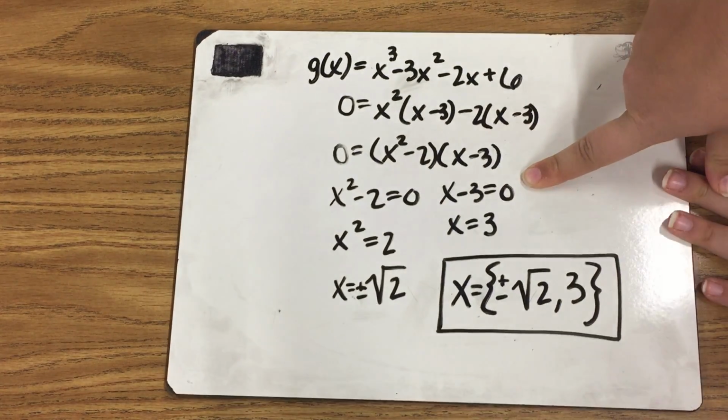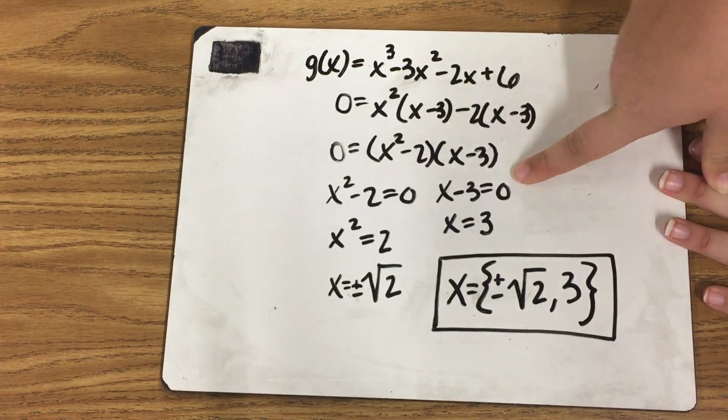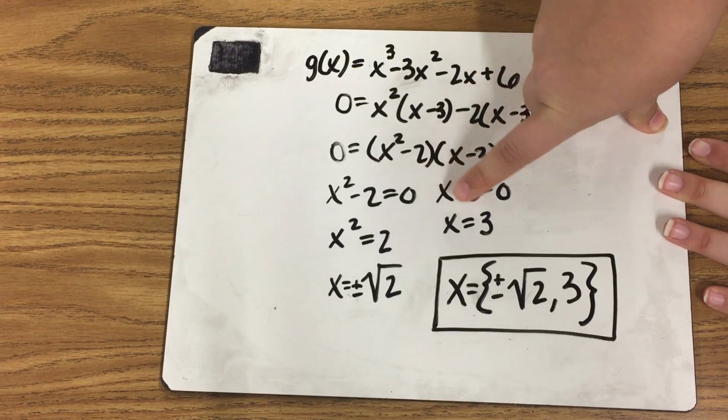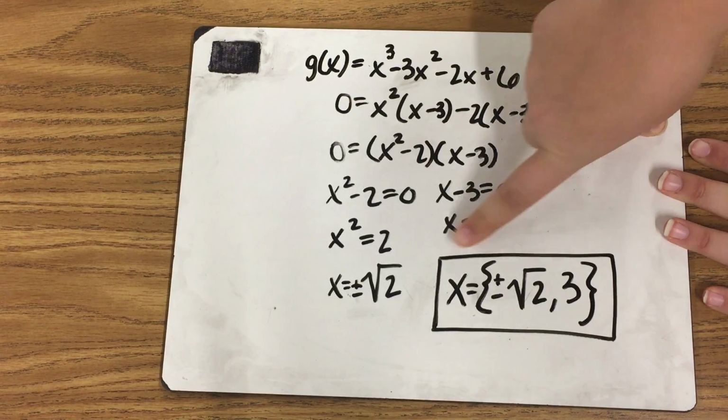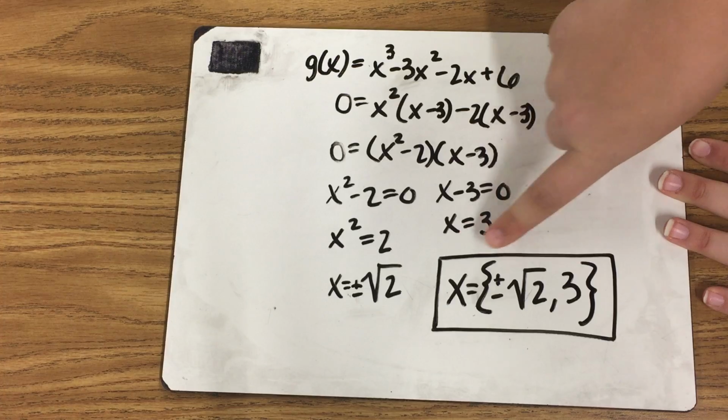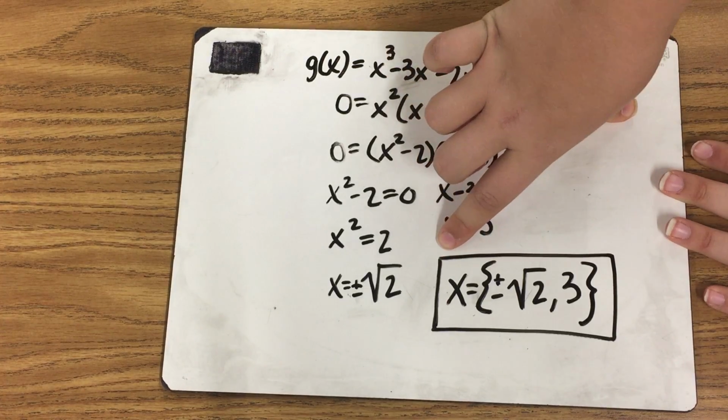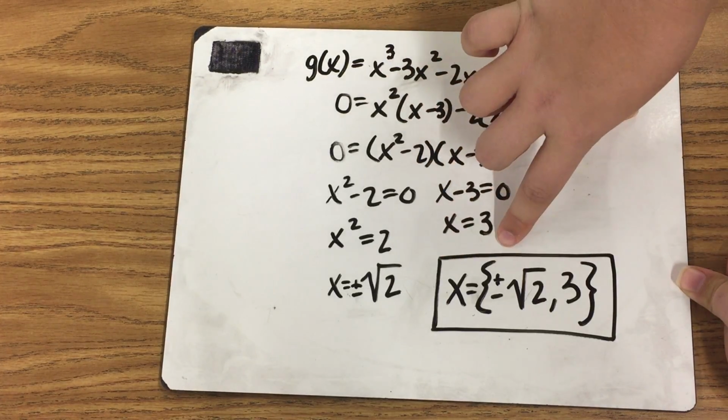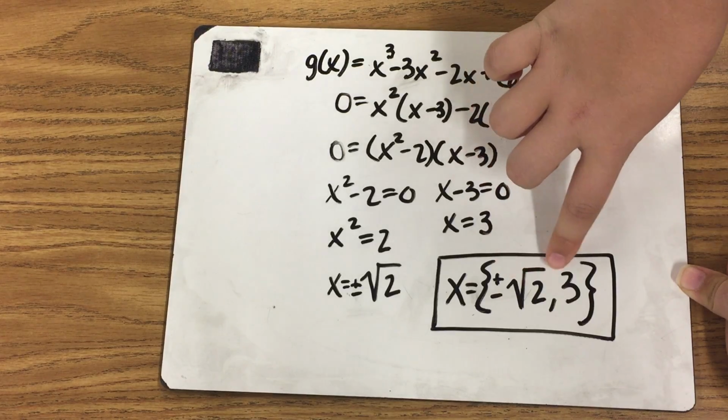Now if you go over here, this one's a lot easier because you're just having to move the 3 over since the x is already by itself. So you just move the 3 over, so that makes it x equals 3. So if you look over here, our answer is that x will equal plus or minus square root of 2 as well as 3.